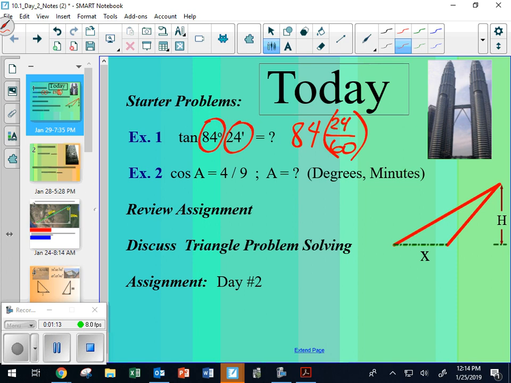If you want to borrow one, come on up and leave me some collateral, like a cell phone, your keys, whatever. I'll give you a calc. Don't just sit there. If you don't have your calculator, come up and borrow one. Pause for a second. Okay.